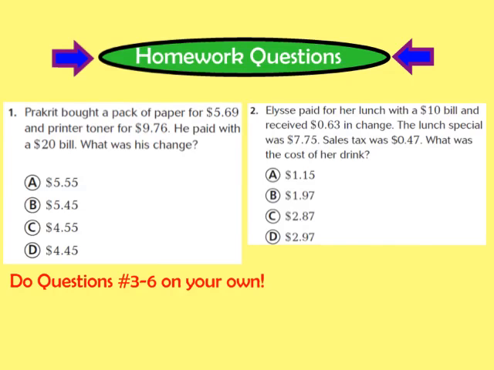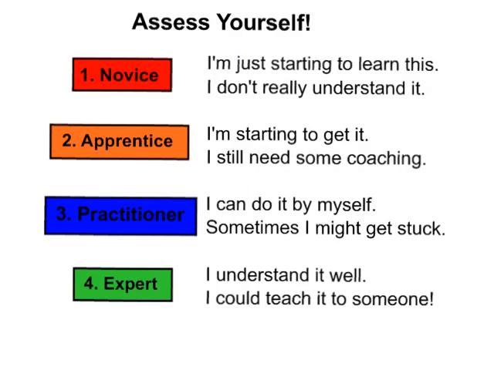Now, let's take a look at our homework questions for tonight. I would like you to complete question number 1 and question number 2, as well as numbers 3 through 6, found in your Go Math workbook on page 74. Now, don't forget, somewhere on your homework page I want you to let me know, do you feel like you're number 1, a novice, number 2, an apprentice, number 3, a practitioner, or number 4, an expert?